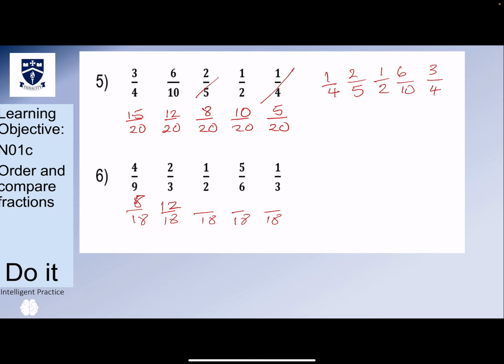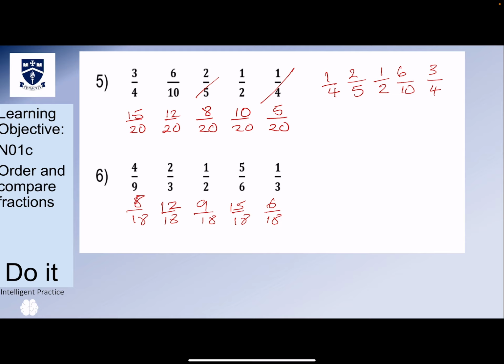12/18. Timesing by 9, 9/18. To get from 6 to 18 I'd be timesing by 3, 15/18. Finally, 3 to 18 I'd be timesing by 6. So when I times 1 by 6 I end up with 6/18. So I now have equivalent fractions for all of my fractions. I can look at putting them in order.